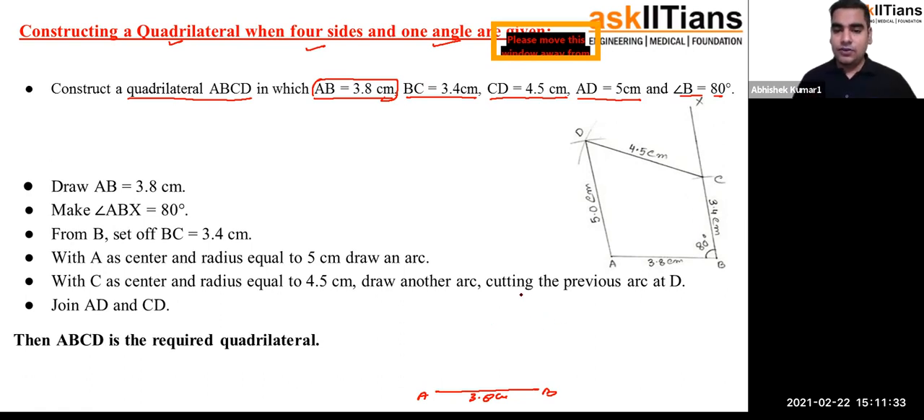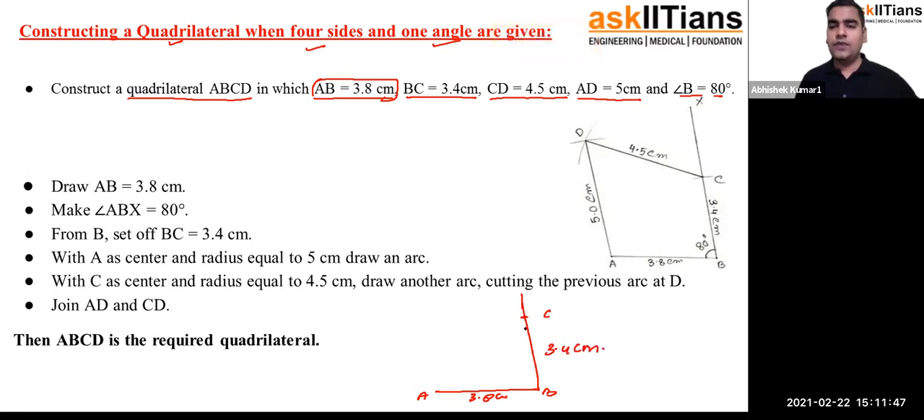So if I try to draw that, first I'm just drawing a rough figure to understand how my figure will look like. So this is going to be 80 degree. And then what is the length of BC? So BC, if I assume C here, then this length has to be 3.4 centimeter. How we are going to draw this BC, that we will learn.